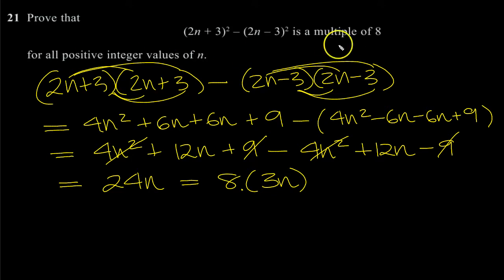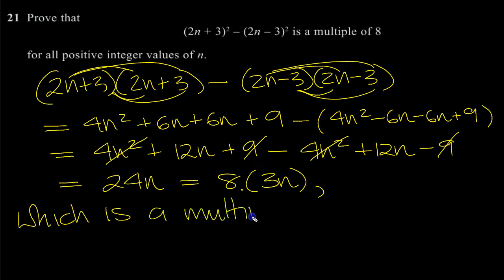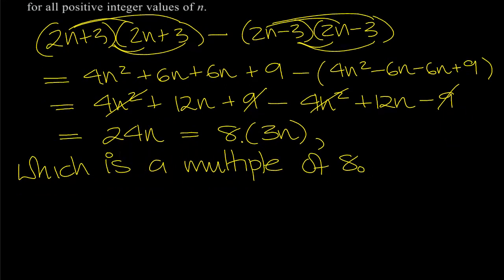Prove that that is a multiple of 8. So this is equal to 8 times 3n, which is a multiple of 8. Okay, that's 21 then.